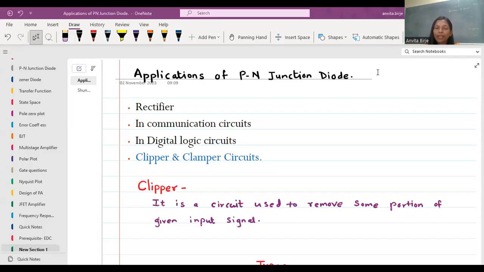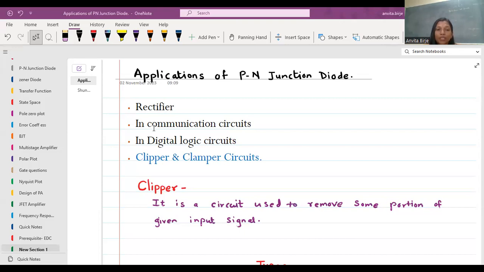Hi, in the previous video, we have seen the VI characteristics of a PN junction diode. In this video, we're going to see applications of the PN junction diode. So a PN junction diode is used in a rectifier. A rectifier is a circuit which is used to convert an AC signal into a DC signal.